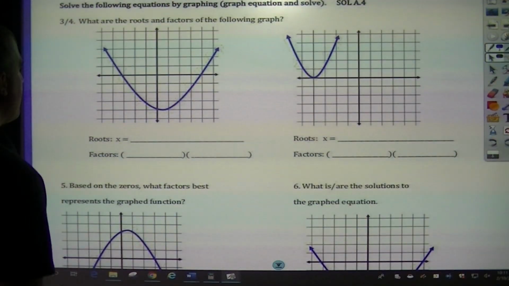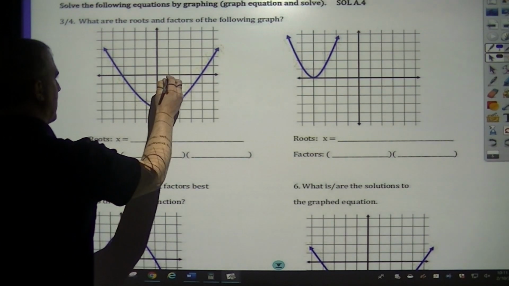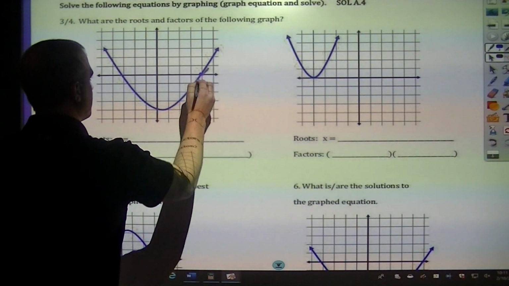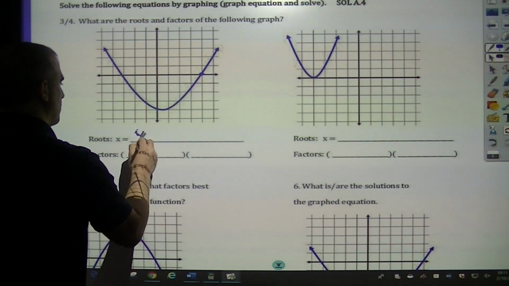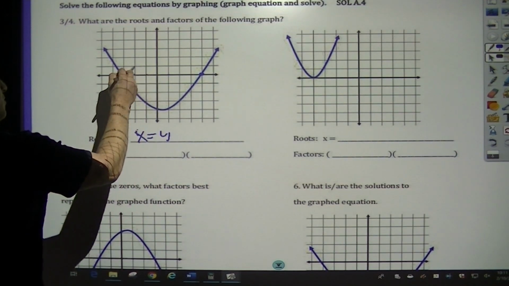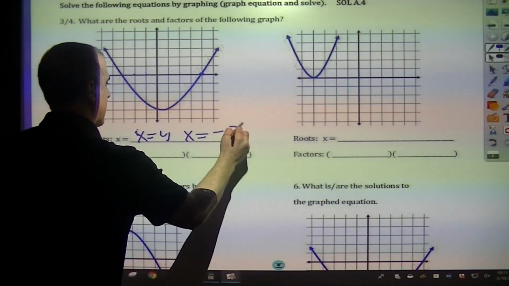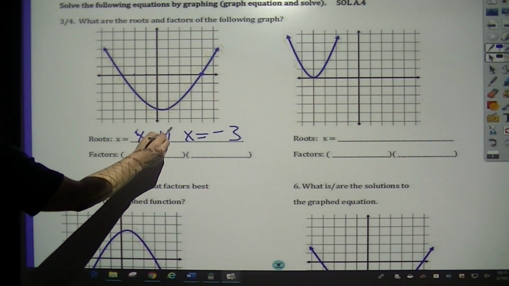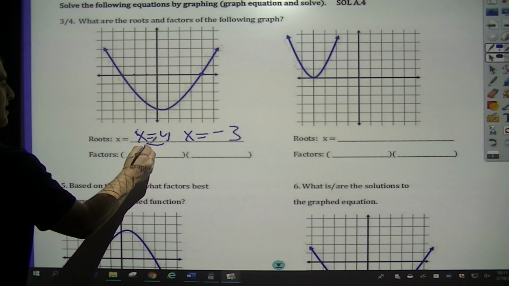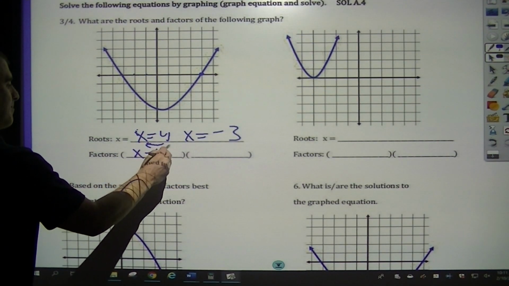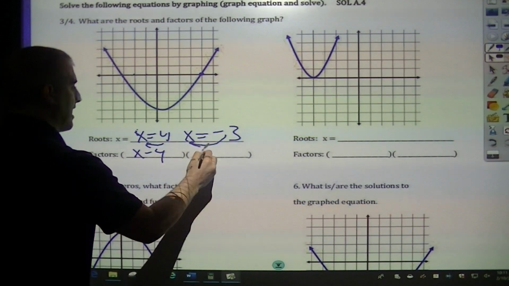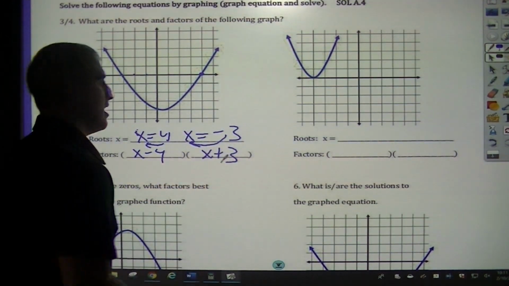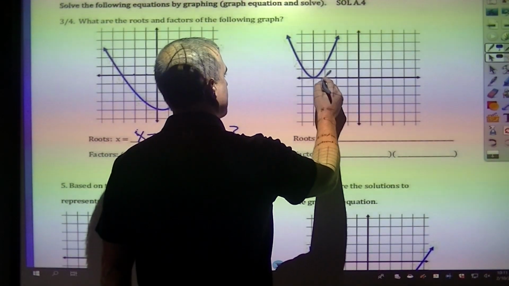All right, what are the factors? What are the roots? So I cross at 1, 2, 3, and this would be 4. So x equals 4. This is 1, 2, -3. Okay, so remember as you go from roots to factors, they change signs. So this would be x minus 4. This would come back as positive 3. Okay? This is 1, 2, 3, and 4.